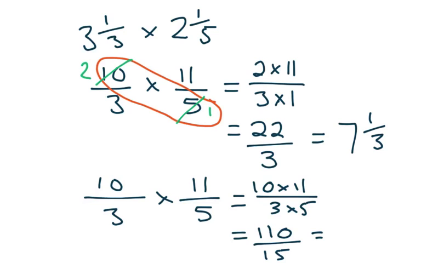Now 15 goes into 105 7 times, so we have 7 wholes and 5 left over, so it becomes 5/15, and then that simplifies to 7 1/3, which is the same answer as we got with the cross simplification. So regardless of whether you miss it or not, you'll still get the same answer. Just by doing the diagonal cancellation, you make it easier on yourself at the end.